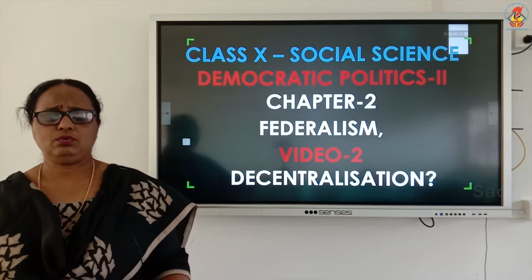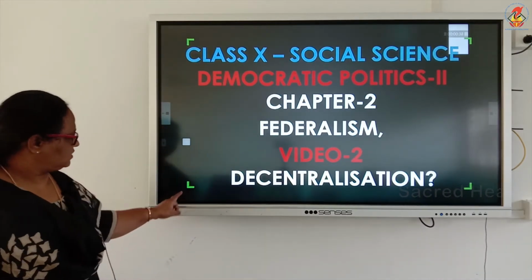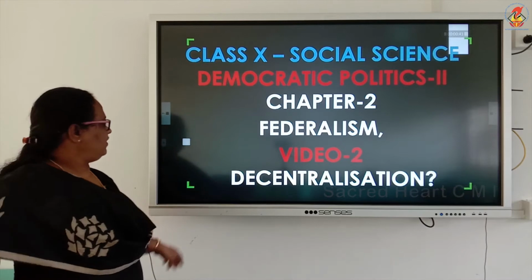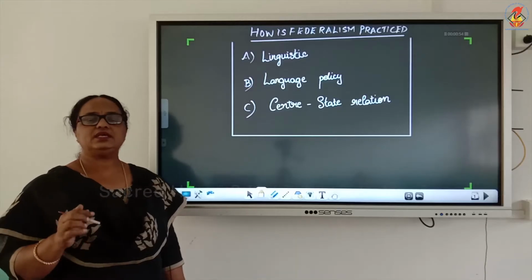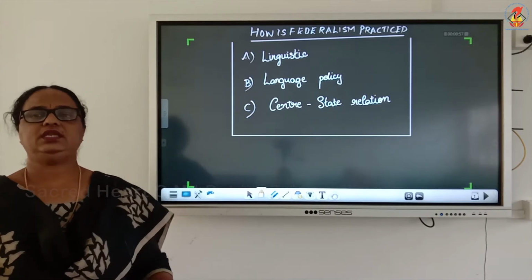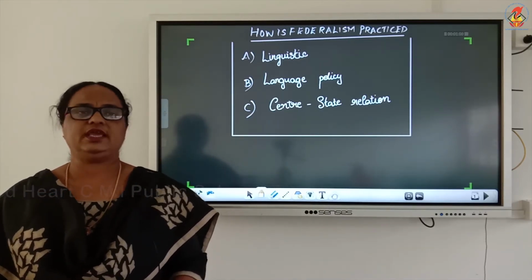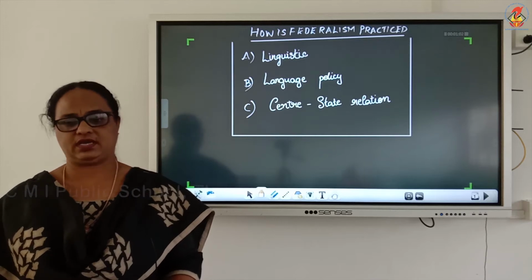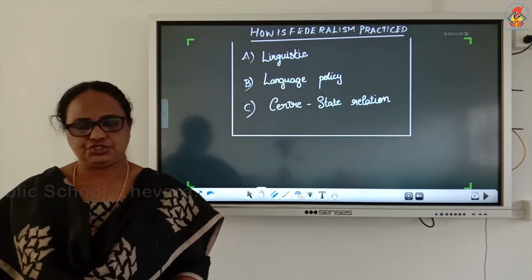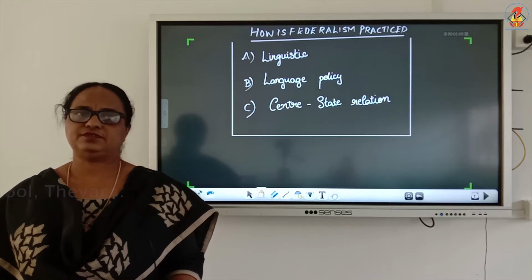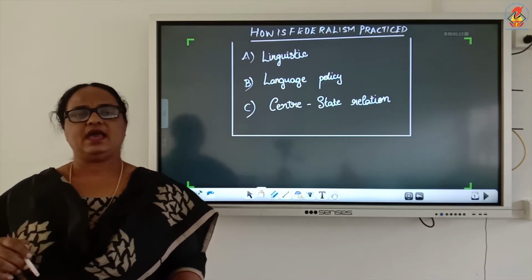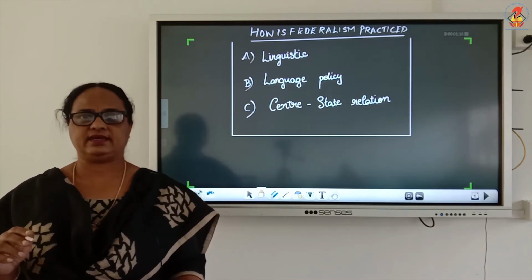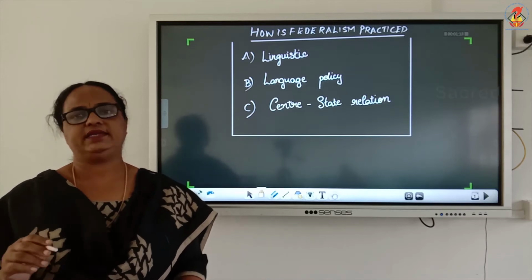Now, how is federalism practiced? Under how is federalism practiced, we got to know the real success of federalism in India can be attributed to the nature of democratic politics in our country. And this ensures that the spirit of federalism and respect for diversity and desire for living together became a shared ideal in our country.